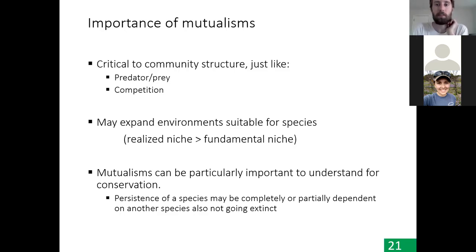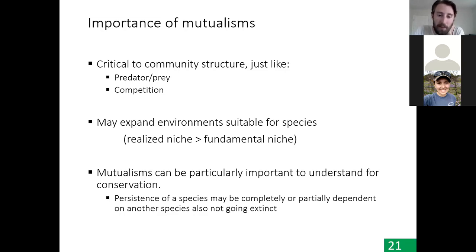But we know that mutualism is very important for things like population dynamics and interactions with other species and that kind of thing. In fact, mutualisms can actually expand the environment that's suitable for a species, such that the realized niche might actually be greater than the fundamental niche. As we mentioned before, the fundamental niche is the range of abiotic conditions where a species can live, whereas the realized niche is where they actually live once you incorporate species interactions into that equation. But yeah, these mutualisms can actually expand the ranges of organisms such that they live in places that you wouldn't expect them to live otherwise.